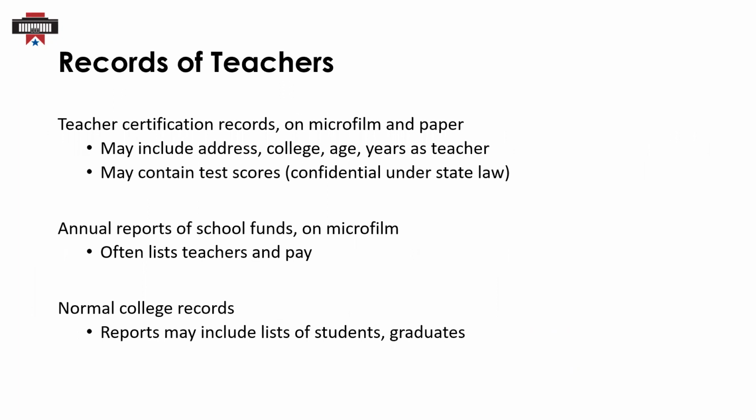You can also use school records for genealogical information on our ancestors who were teachers. TSLAC holds teacher certification records, which can include information about individuals such as address, college from which they graduated, their age, and number of years as a teacher. The annual reports of school funds are available on microfilm and can be browsed by county, year, and school district. The annual reports often list teachers' names and salaries. Normal college records include lists of students and graduates.